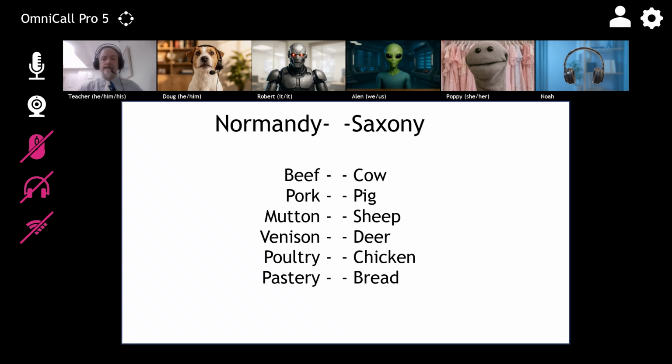Teacher? If cows become beef and pigs become pork, then why don't fish become something like Norman language fish? And the same thing for turkey. Turkey is still just turkey. Is this one of those grammar class exceptions to the rule things?